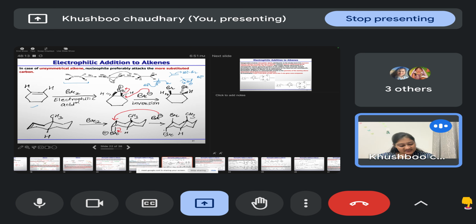Similarly, if we have cyclohexene and we are reacting it with bromine, firstly a bromonium ion will form and then bromide will attack from the back side because SN2 attack is there. So we will get this anti-addition product. A similar example we can see with the decalins also. In the case of this trans-decalin, firstly the bromonium ion will form, then bromide will attack from the back side, leading to the formation of the diaxial product, that is the anti product.